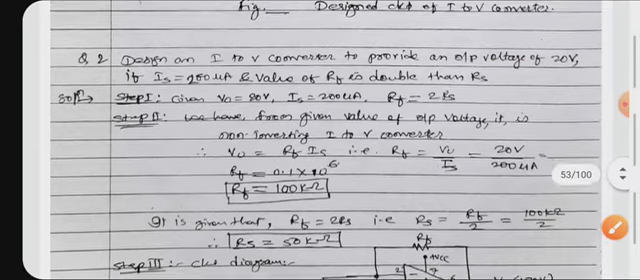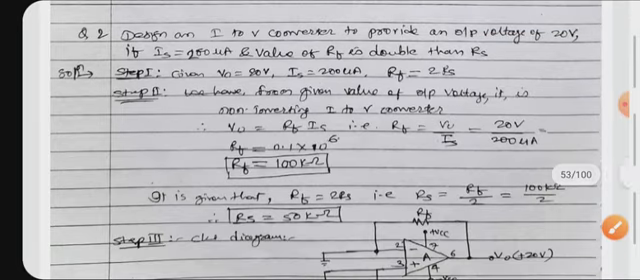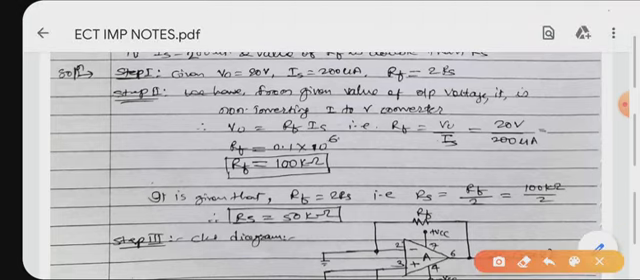Next one, I to V converter, same problem with what is given here. IS is given, RF is given and VO is given. So here the relationship is given as RF is equal to twice of RS. So RF is 100 kilo ohm and you can calculate RS as RF by 2. By using this relation you will get it as 50 kilo ohm. RS is equal to 50 kilo ohm.